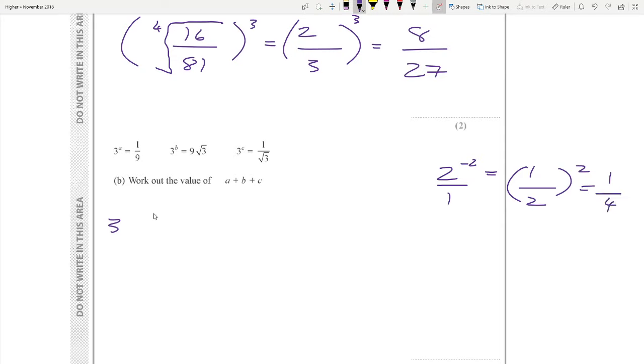So A is the power of minus 2. When you do that, 3 with a negative power becomes 1 over 3, then that 2 tells you to square all of it, so it becomes 1 over 9. So A equals minus 2.